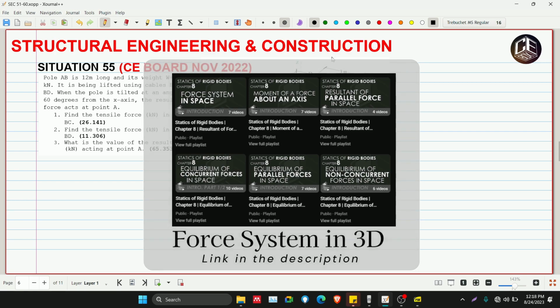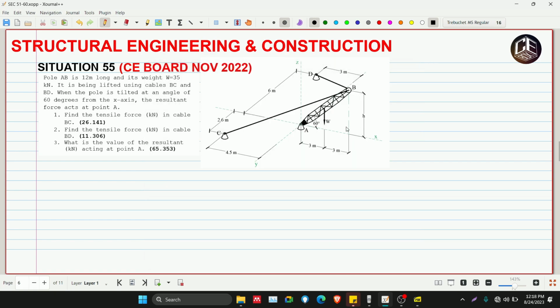So, this is considered as a non-concurrent force system in 3D or in space. Syempre, ang ating BC and BD, safe naman natin siyang i-assume na cable naman siya. So, ito ay tension. This is our BC and this is our BD.